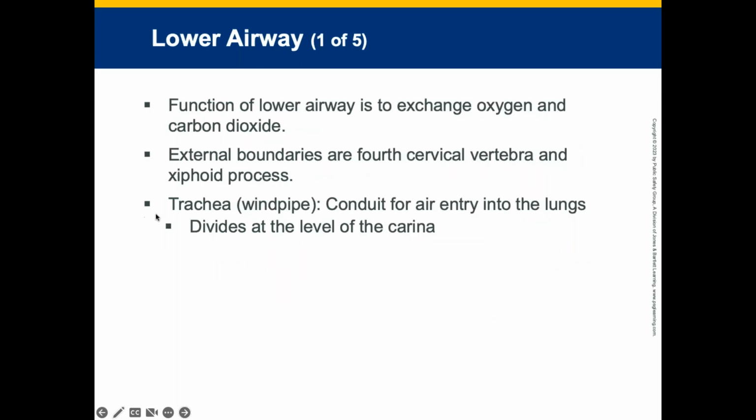So the function of the lower airway is to exchange oxygen and carbon dioxide. The external boundaries are the fourth cervical vertebra and the xiphoid process. I'll show you guys in the next slide here in a second. And the trachea, the windpipe, is the conduit for air entry into the lungs, right? Which divides at the level of the carina. So when the trachea reaches the thoracic cavity, it divides at that point, right?